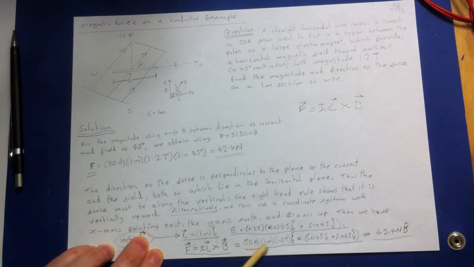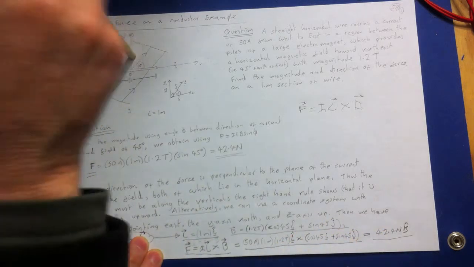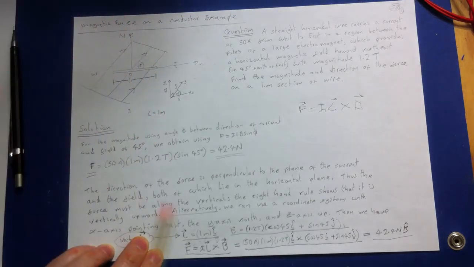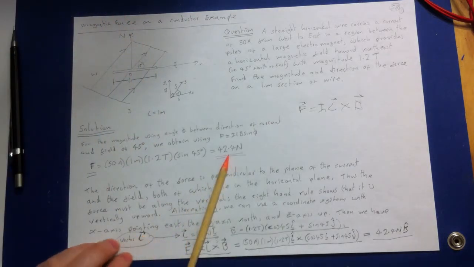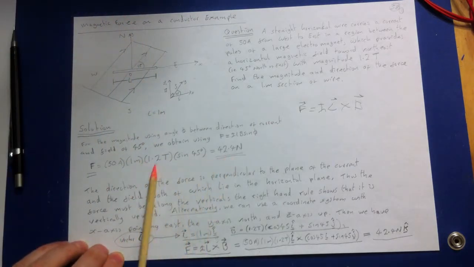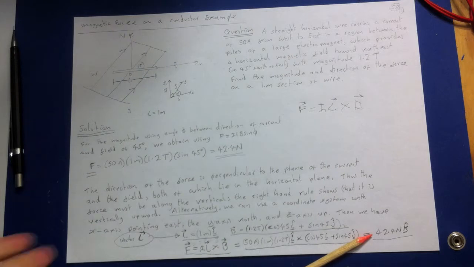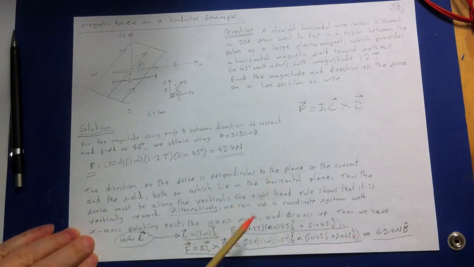Remember, using the matrix determinant, we find the sign. It's not minus, it's plus. So it's plus 42.4 newtons in the k direction. So that tells us that it's going this way, exactly the same as we worked it out using our geometrical way. So by using vectors, we actually get the sign just by calculation. So that's the two ways of doing this.